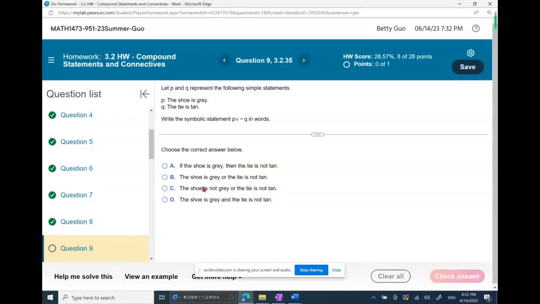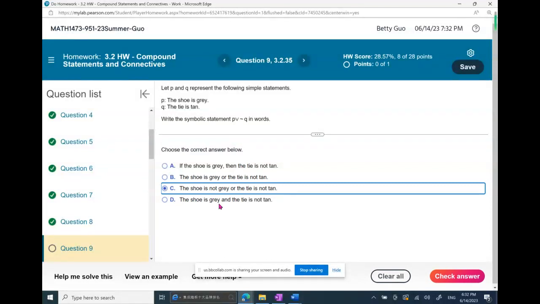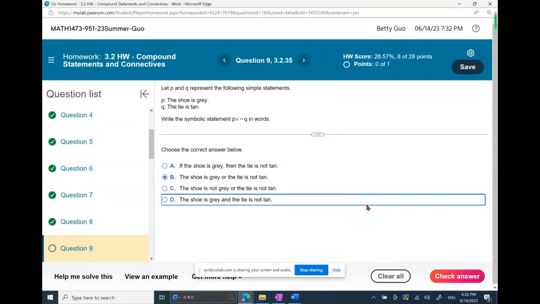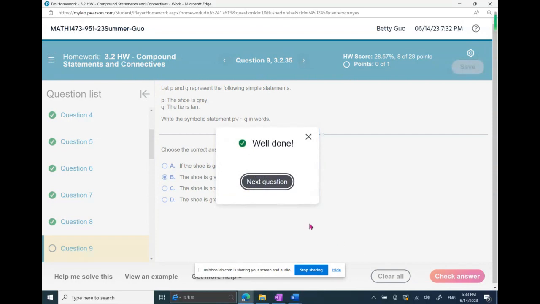So either B or C, right? The first component is the shoe is gray. Second component is the tie is not 10. The shoe is gray, P, or the tie is not 10. Yeah, negation of Q. Right? Do you agree? It is part B. Next.